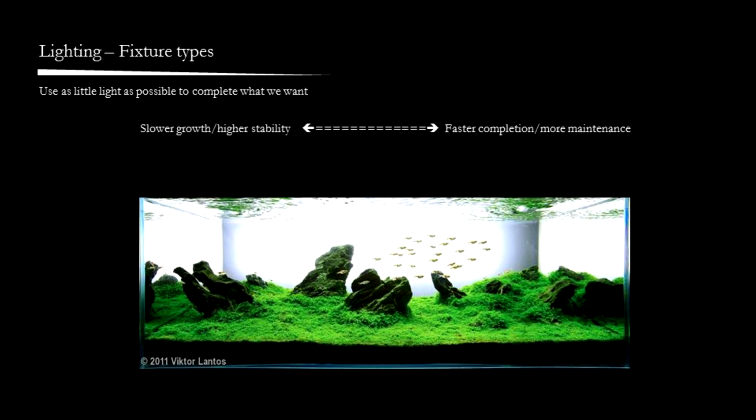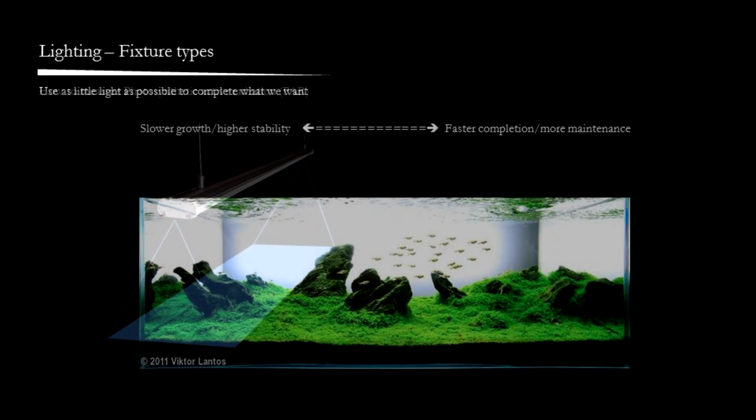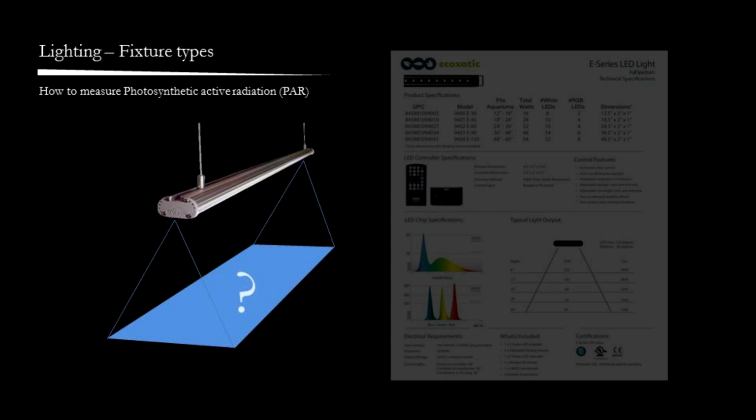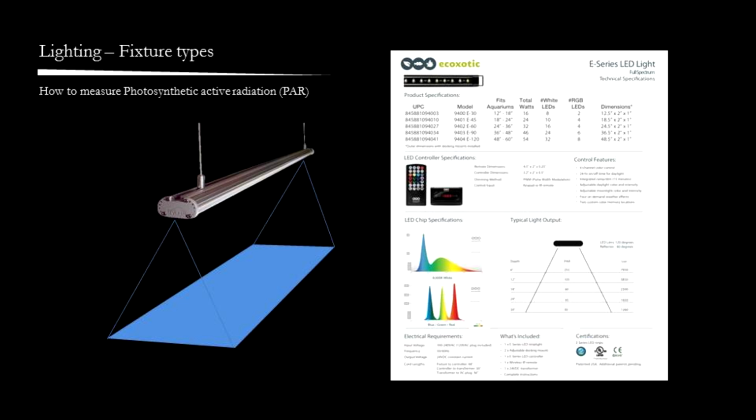For many Iwagumi-style tanks with just a monoculture of HC or Glosso as a carpet, I think that using as little light as possible to complete the carpet makes sense, because if you have more light, then it just means more trimming work to keep the look intact. Once you have decided on a certain PAR level for your tank, then the next question is, how do you measure PAR? Most of the better lights would publish their PAR levels in their technical specifications sheet.